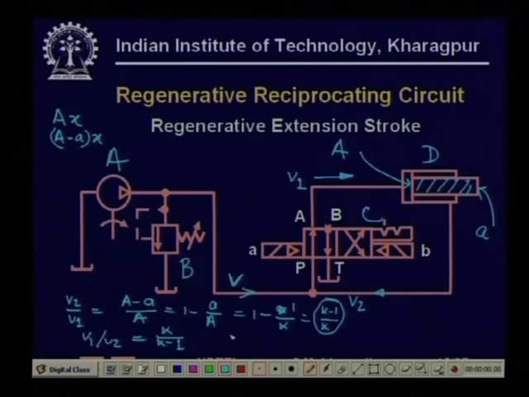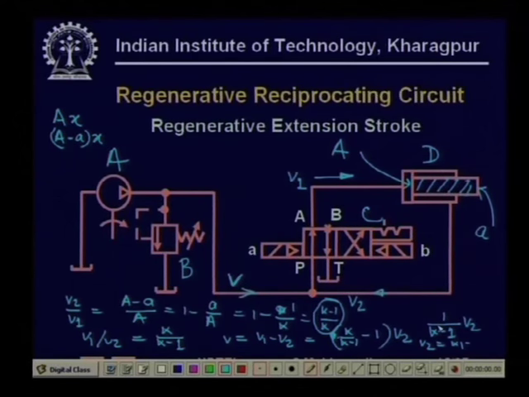Now, again, V is equal to V1 minus V2, so it is V1 minus V1 equal to k by k minus 1 into V2. So it is k by k minus 1 minus 1, into V2. That is equal to 1 by k minus 1 into V2. And so V2 is equal to k minus 1 into V.